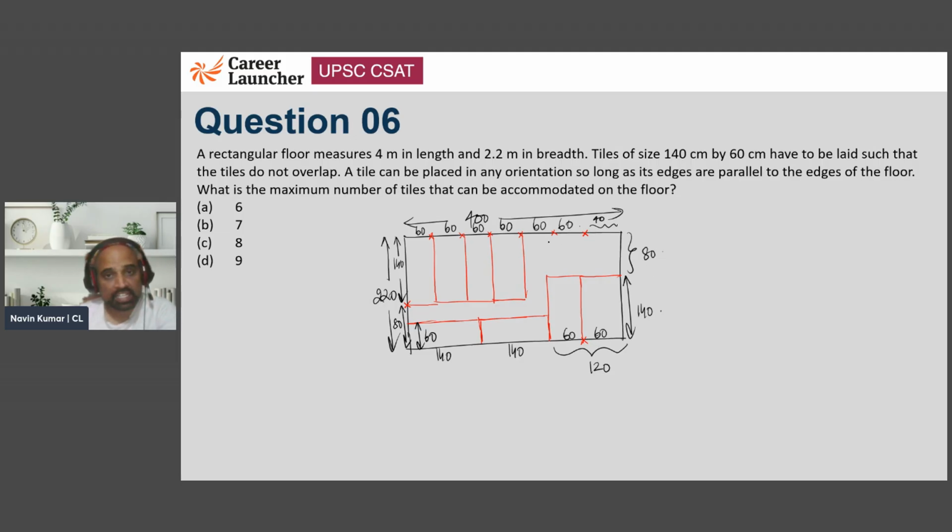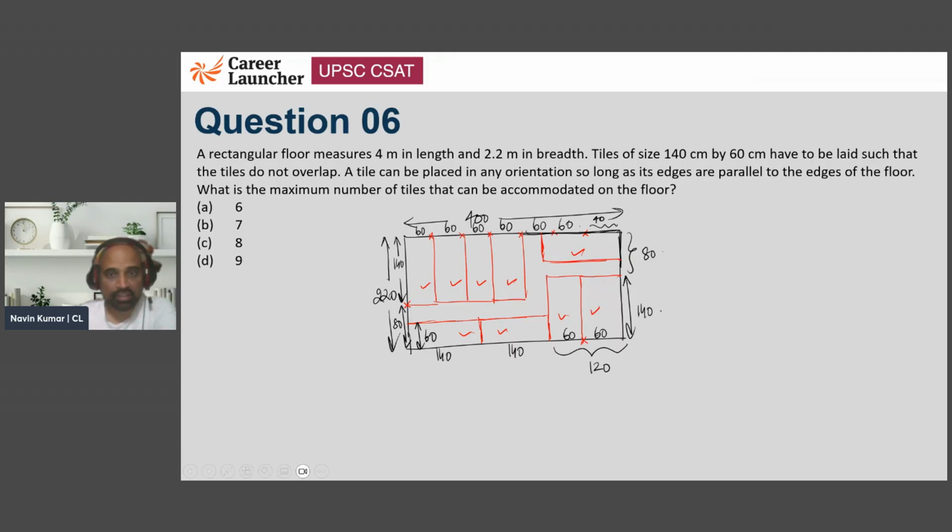So 80 is left, and this is more than 140, and this is more than 60. So basically, we can place one lone 140 by 60 tile like this. So we will have 1, 2, 3, 4, 5, 6, 7, 8, and 9. So a very tricky puzzle, very tricky problem.